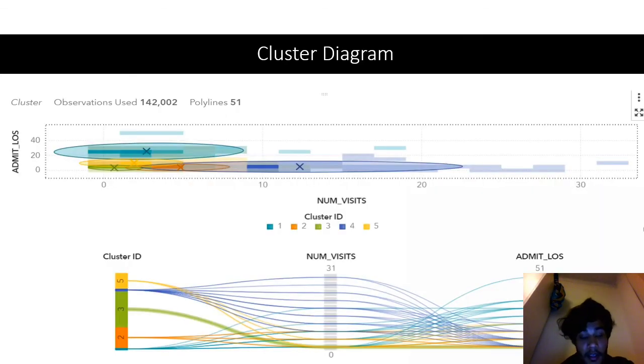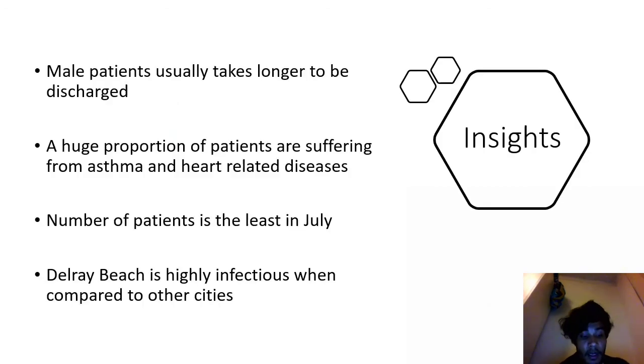Next up is the last visualization of the dataset. The visualization displayed is a cluster diagram of number of visits with respect to admit logs. The sky blue cluster shows the highest number of visits, while the yellow cluster shows the lowest number of visits.